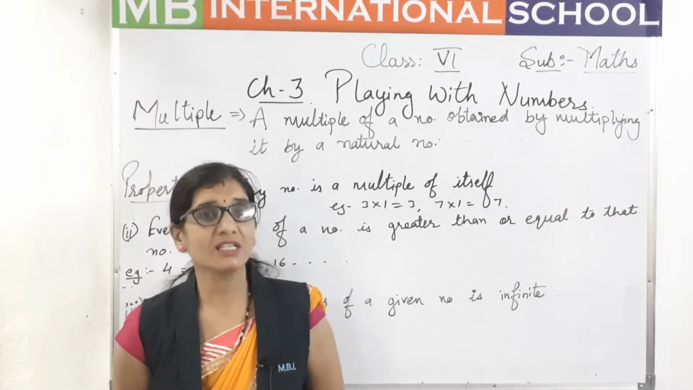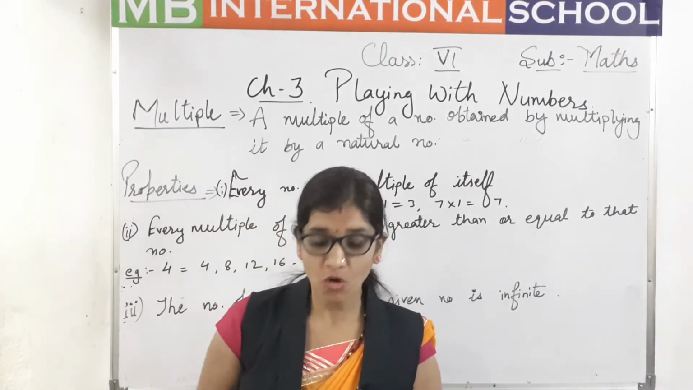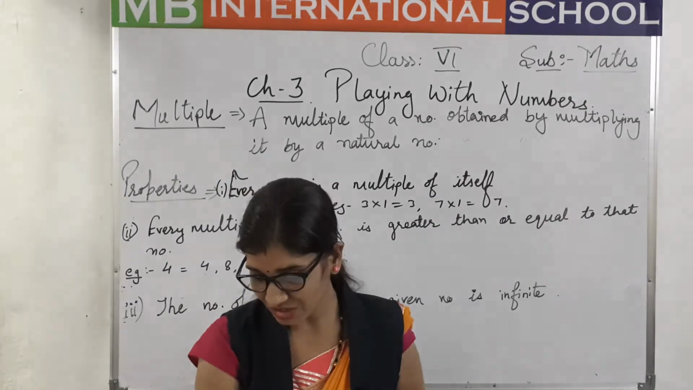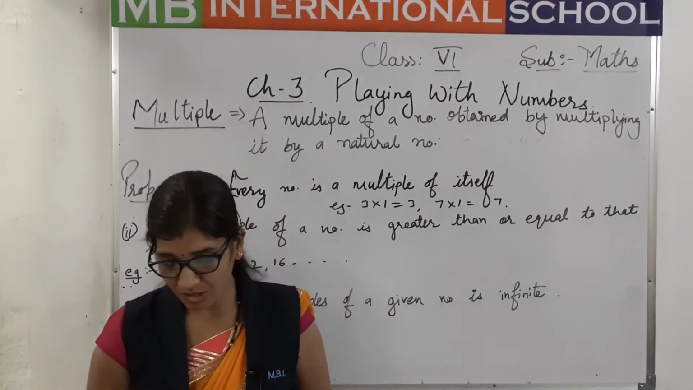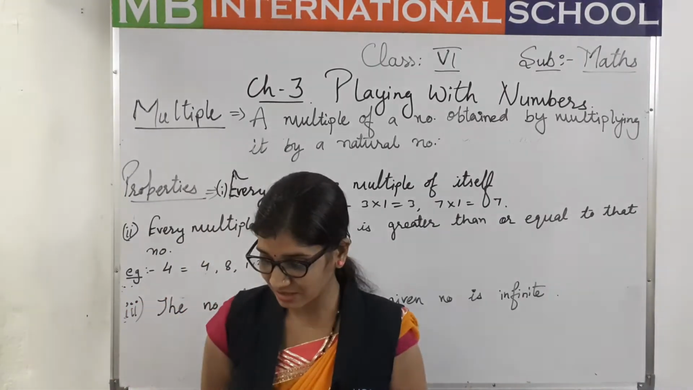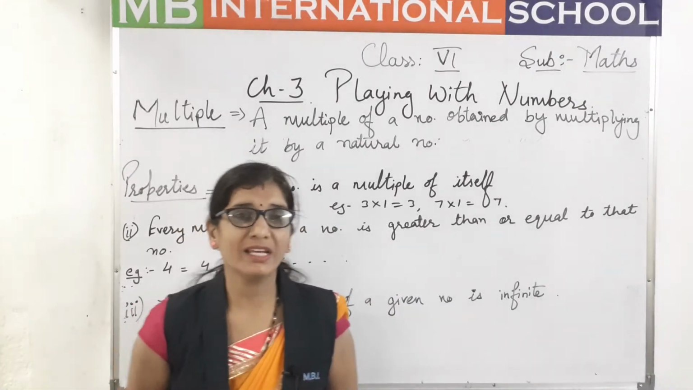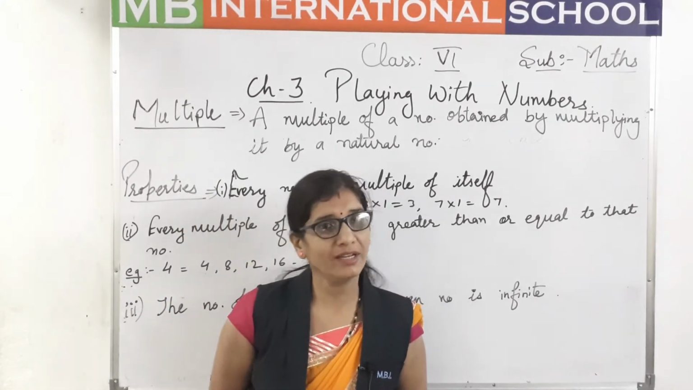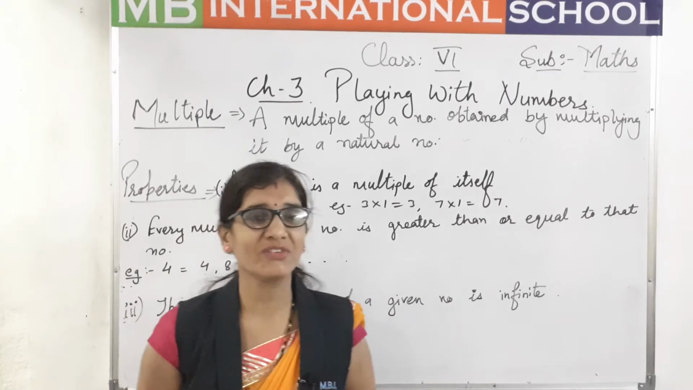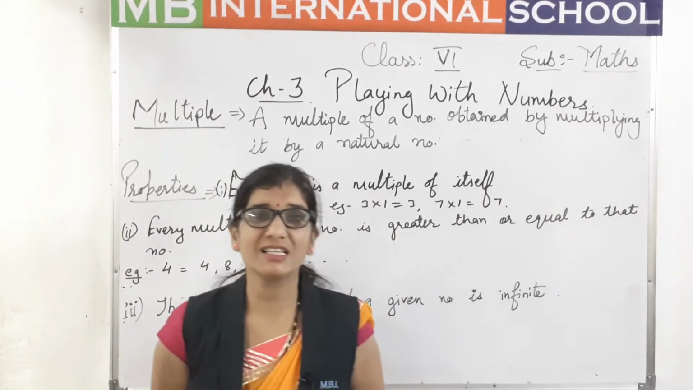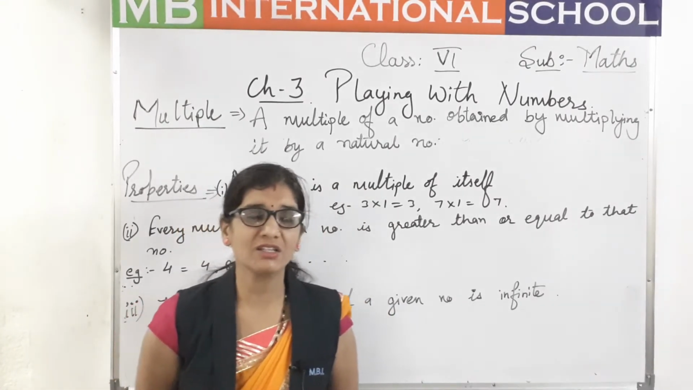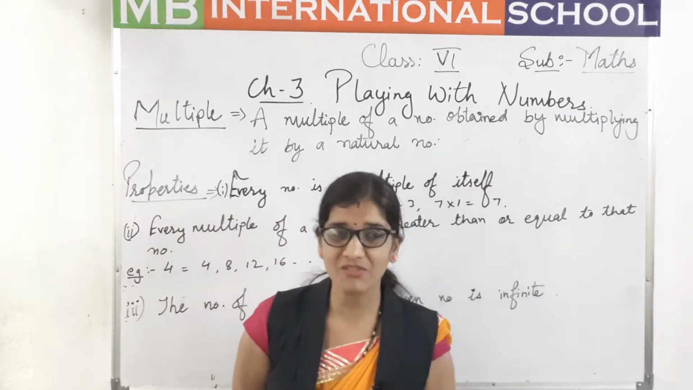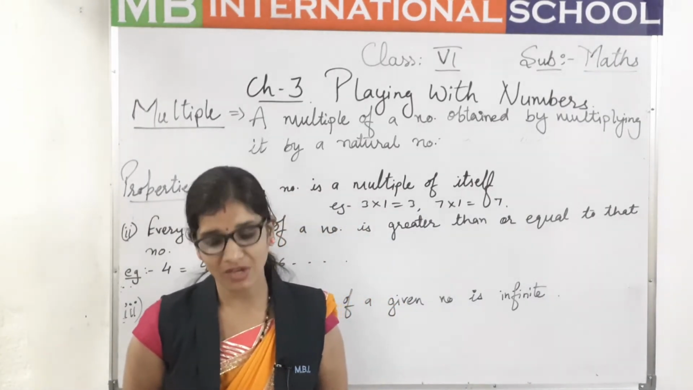The next topic is co-prime numbers. As the name itself suggests, children, two numbers are co-prime if they have no common factor other than 1. We can say 2 and 3. 2 and 3 do not have any common factor other than 1. We can say 3 and 4. So these are co-prime numbers, which do not have a common factor other than 1.